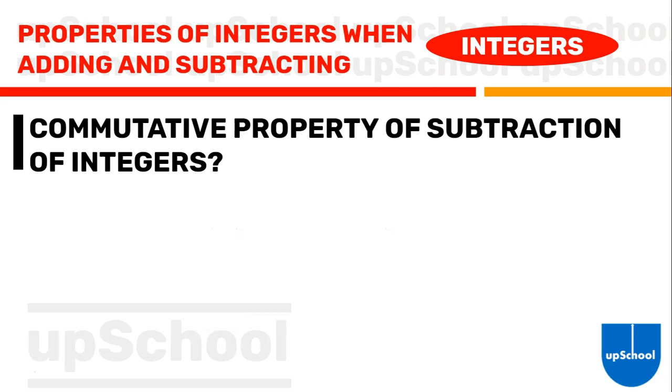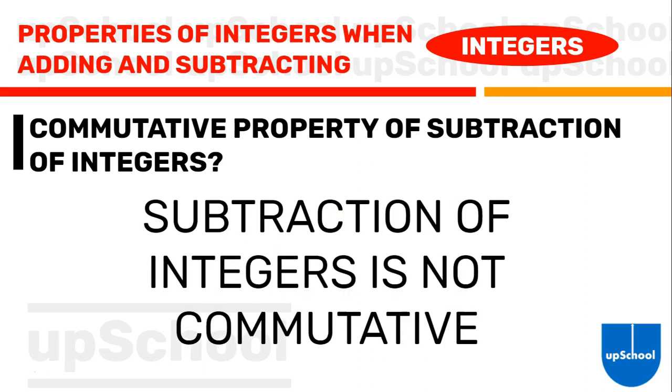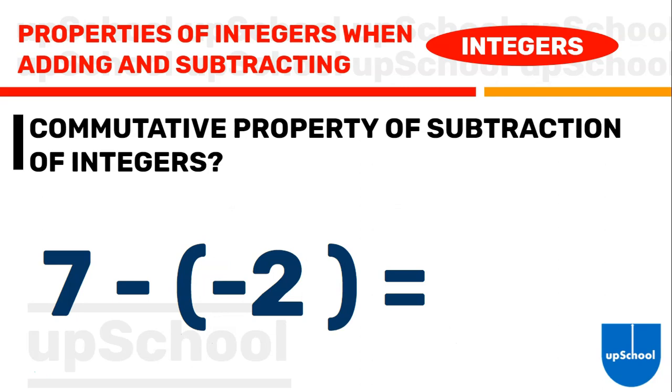Is there a commutative property of subtraction of integers? Well, the answer is no. Subtraction of integers is not commutative. Why? Well, suppose you're doing 7 minus -2. 7 minus -2 is equal to 9.